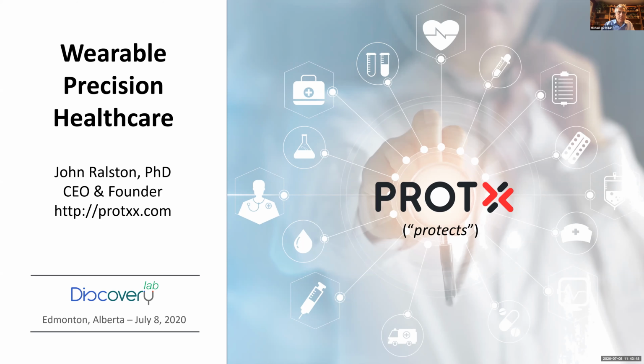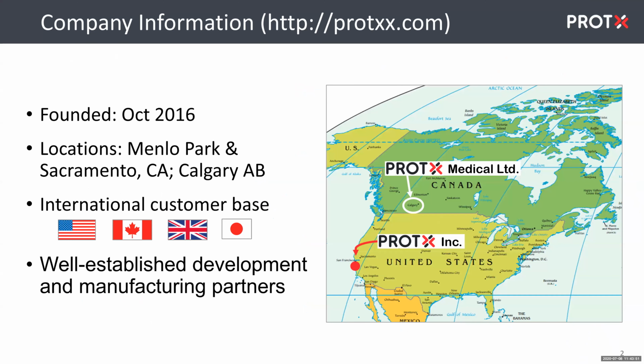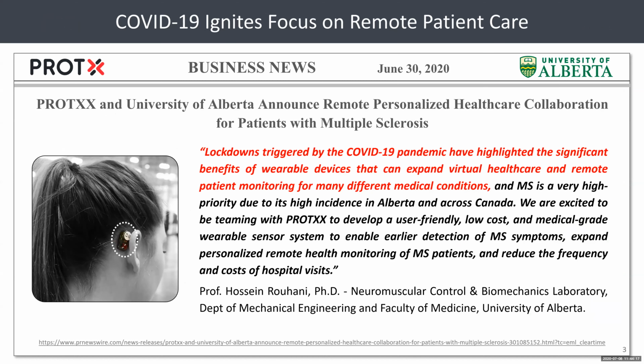A little bit of background on the company. Protxx was founded 3.5 years ago. We're headquartered in Silicon Valley in Menlo Park, with clinical offices also in Sacramento, and our Canadian headquarters in Calgary. We launched our first revenue generating product in 2019. We now have customers in the US and Canada and the UK and Japan. And we're supported by a well-established network of development and manufacturing partners, a number of whom are actually in Alberta.